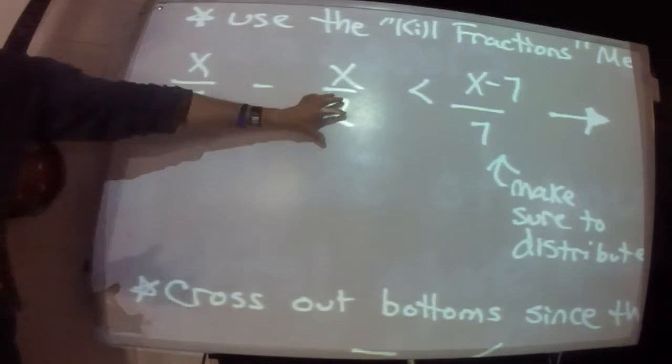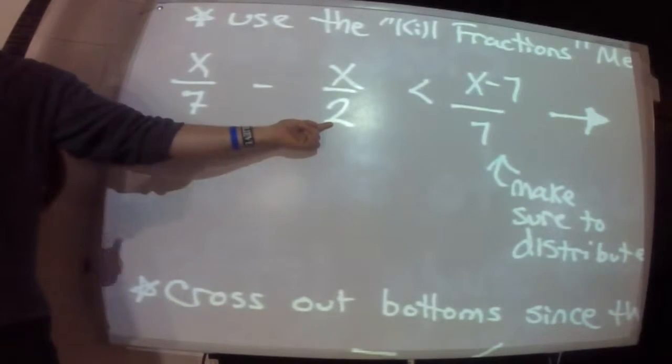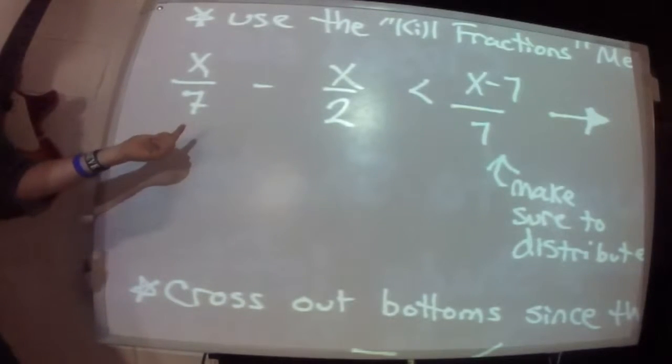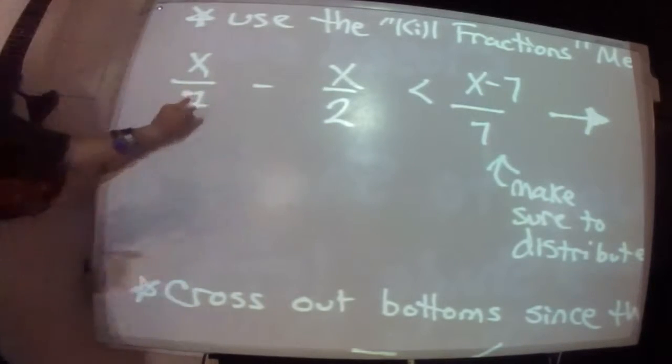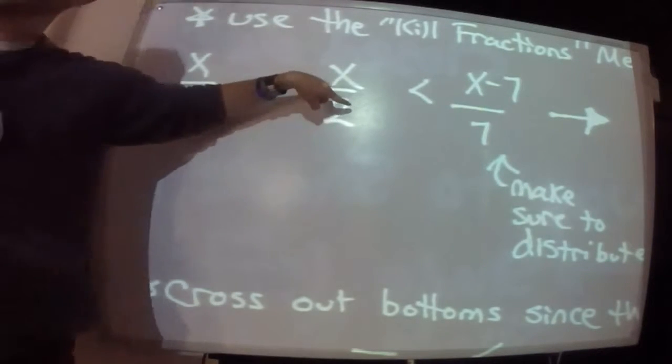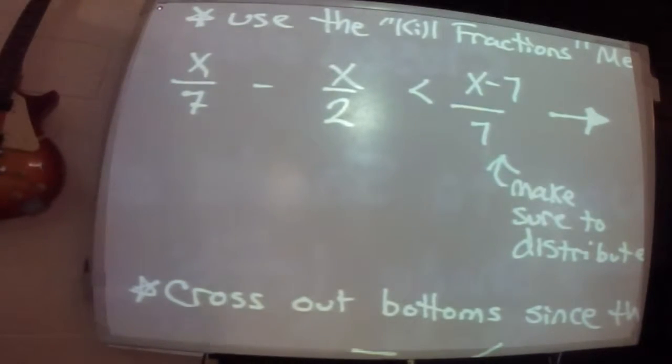Unfortunately, I've got a 7 and a 2 and another 7. I can't make this 2 turn into a 7. So what do I need to turn them both into? 14. If I just said, what is 7 times 2? It's 14. I can make a 7 turn into a 14, and I can make a 2 turn into a 14. So the 14 is the magic number.